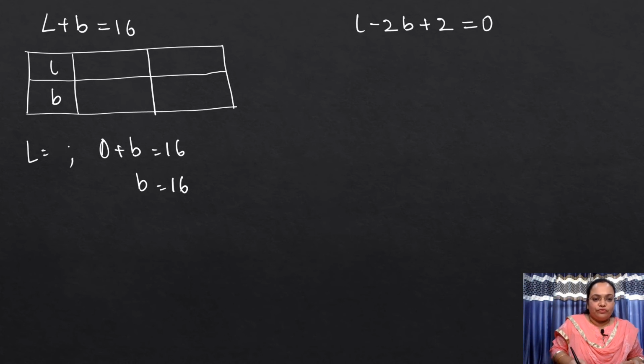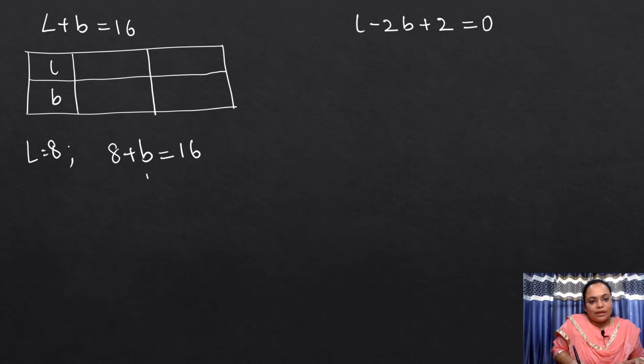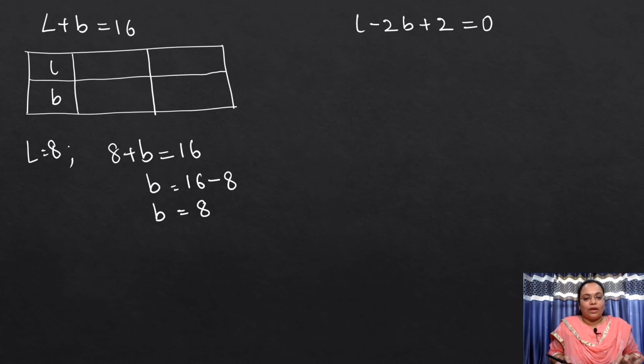So for that we will try to take L is equal to 8. If you put L is equal to 8, that will be 8 plus B is equal to 16. I will send plus 8 to the RHS, that will be minus 8. You will get B is equal to 8. So 8 is a little smaller value to plot on a graph, correct? So when L is equal to 8, B will be 8.